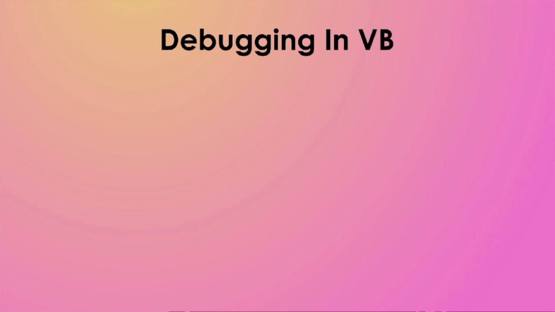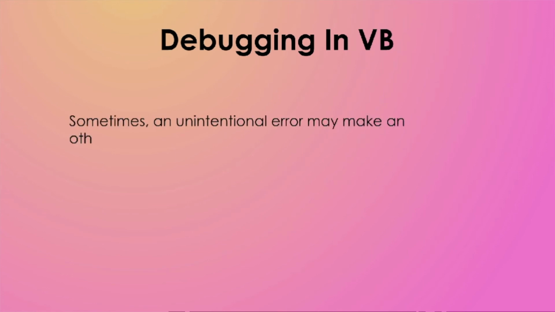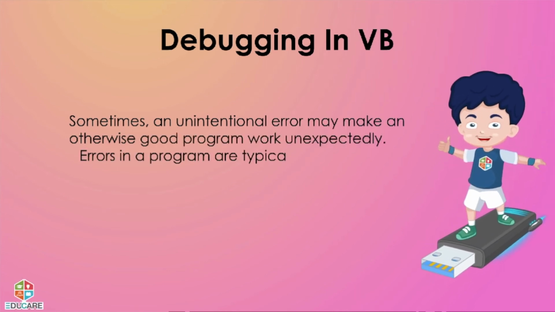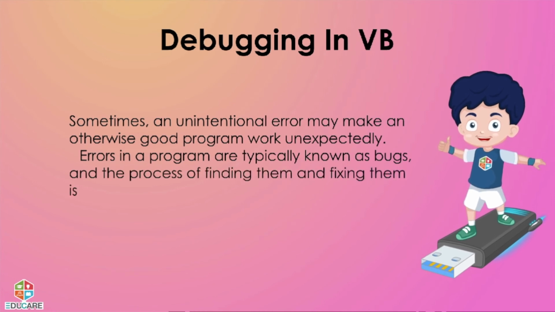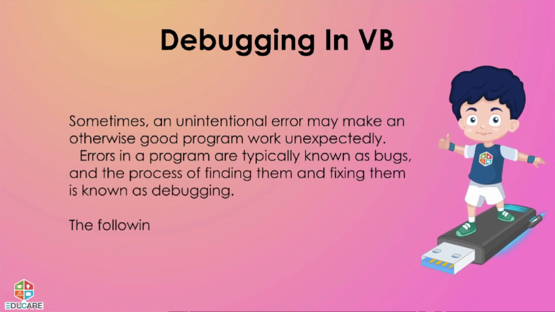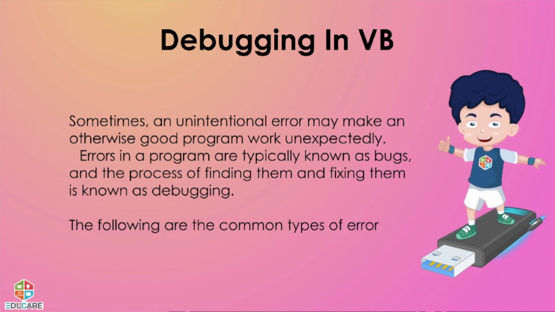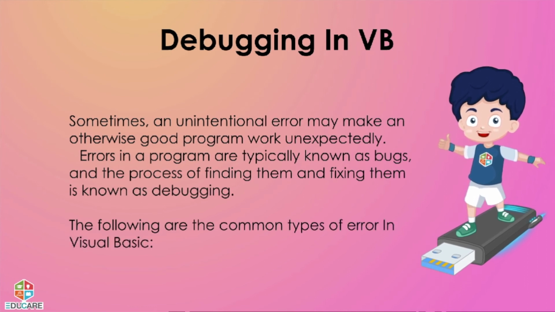Debugging in VB. Sometimes an unintentional error may make an otherwise good program work unexpectedly. Errors in a program are typically known as bugs, and the process of finding them and fixing them is known as debugging. The following are the common types of error in Visual Basic.